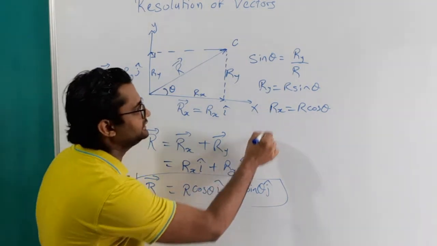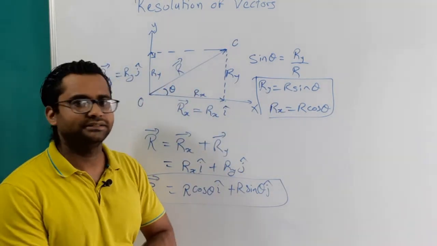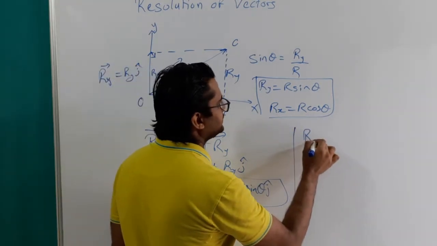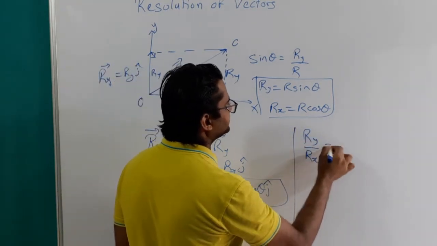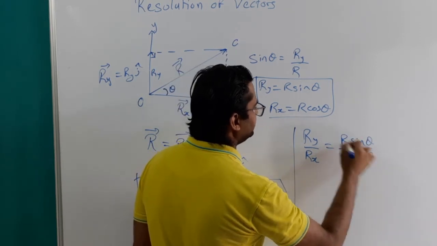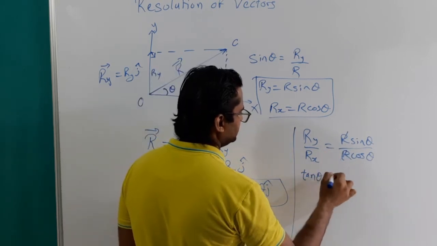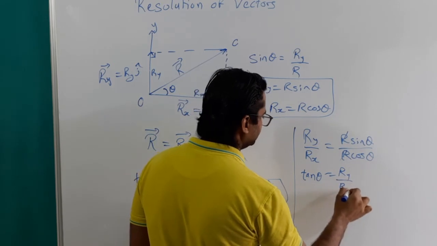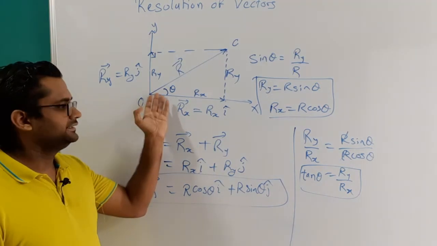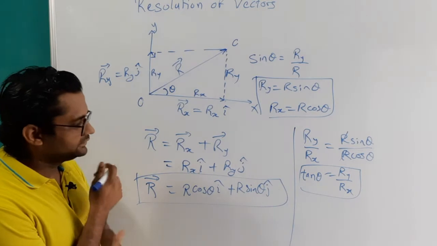What I have written here is rx equal to r cos theta and ry equal to r sin theta. If I divide these two equations, what I get is ry upon rx equal to r sin theta upon r cos theta. Cancelling this r, sin theta upon cos theta is tan theta equal to ry upon rx. So from the values of ry and rx, we can find theta, or from theta we can find the ry upon rx ratio. So this is one way.